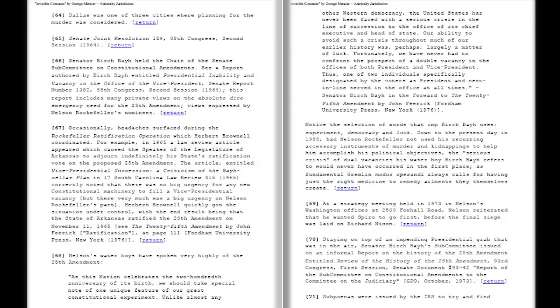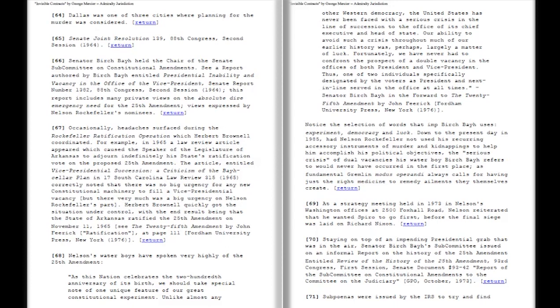This report includes many private views on the absolute dire emergency need for the 25th Amendment, views expressed by Nelson Rockefeller's nominees. Return 67. Occasionally, headaches surfaced during the Rockefeller ratification operation which Herbert Brownell coordinated. For example, in 1965 a law review article appeared which caused the Speaker of the Legislature of Arkansas to adjourn indefinitely his state's ratification vote on the proposed 25th Amendment.